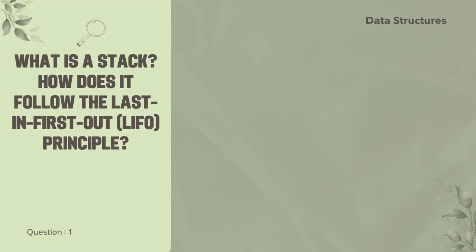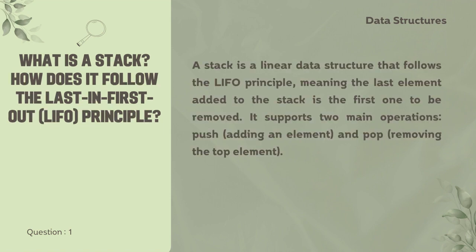What is a stack? How does it follow the last in first out principle? Stack is a linear data structure that follows the LIFO principle, meaning that the last element added to the stack is the first one to be removed. It supports two main operations: push to add an element to the top and pop, removing the top element.